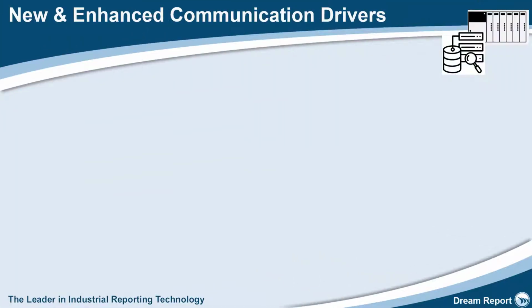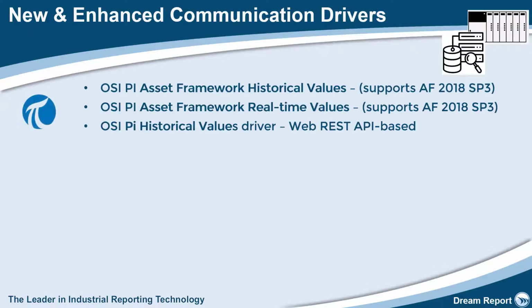As with every release, we make sure to expand and update the already impressive list of communication drivers with Dream Report. For OSI Pi, we've added native real-time historical drivers to work with the latest version of OSI Pi Asset Framework, which is version 2018 Service Pack 3. We've also replaced the legacy OSI Pi historical values driver with a new Pi Web API driver, which provides direct connectivity between Dream Report and Pi over the Web API interface. No need for the Pi client tools to be installed on the Dream Report any longer.